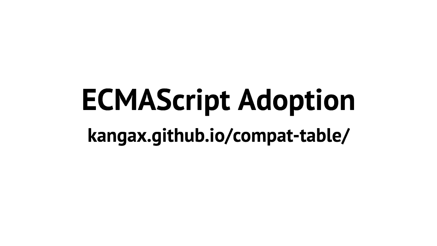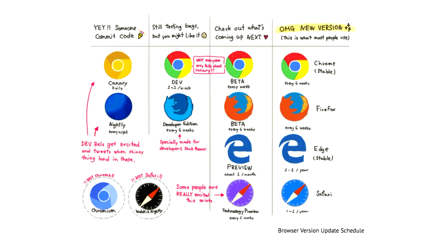And exactly what browsers have implemented can be worked out using a compatibility table at that URL. Or if you don't want to look at a table of adoption details, you can look at Shiny. Mariko Kasoka has done this wonderful drawing, and the dev versions, Canary and Mozilla Nightly, get code as soon as it lands, and then things slowly move over. But the main thing is the, oh my god, new version emoji.